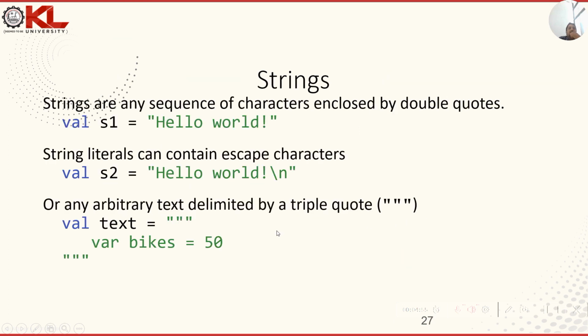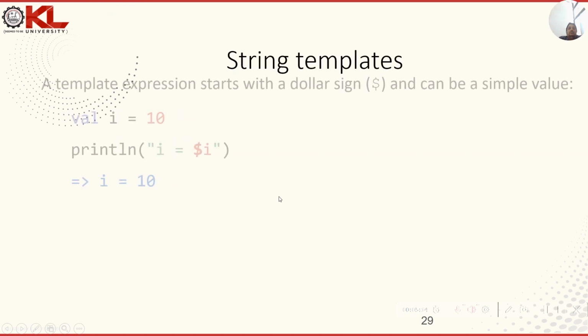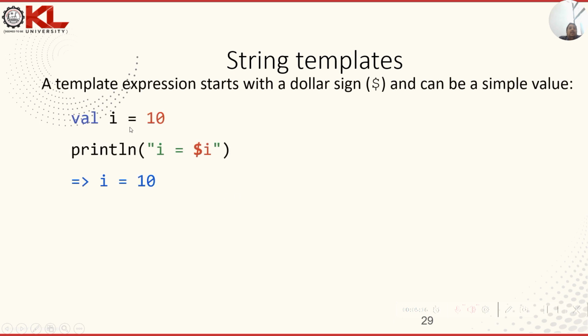Next, strings: simply use s1 equals some string, s2 equals some string. If you want to display a multi-line string, here we use three quotation marks also. That is the major difference between Java and Kotlin. For string concatenation, simply use the plus operator to concatenate strings. So val i equals 10, print i equals $i. That means i equals 10, that is the $i.